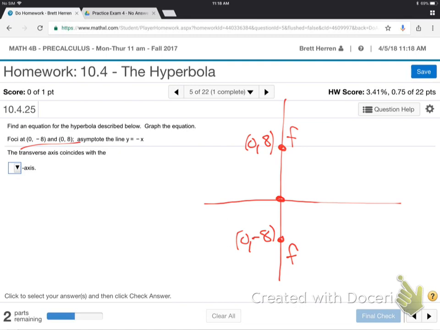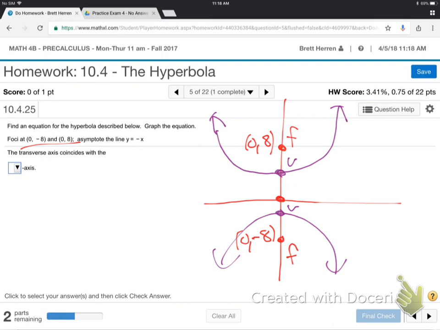And right away, what do you know about the branches? Are they going up, down, or right, left? Up, down, because the focus points have to be inside, huh? Remember, it doesn't hit the focus points. I don't know where it is exactly, but it's something like that. These are vertex points, which we're going to need to find. But the focus points are inside somehow.